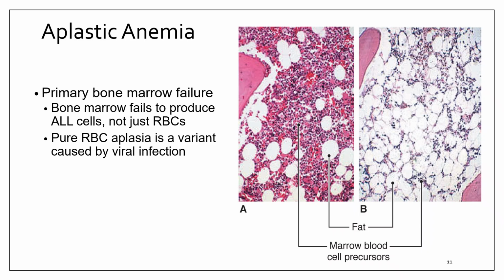That's not subtle. So the big picture takeaway from this slide is primary bone marrow failure. It affects all blood cell lines. It produces pancytopenia. The marrow becomes hypocellular and fatty, and it's distinguished from infiltration and fibrosis by absence of those. Diagnosis relies heavily on the bone marrow biopsy.